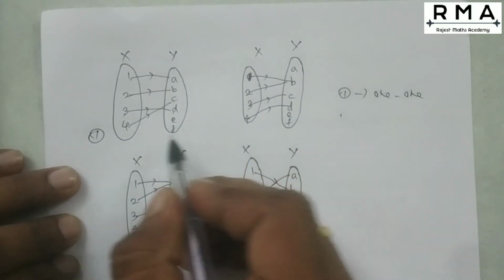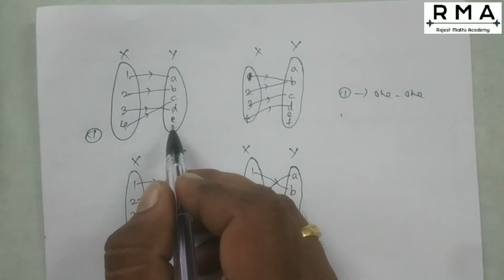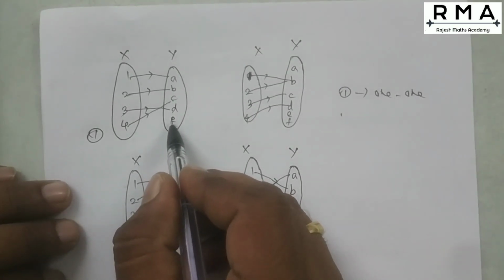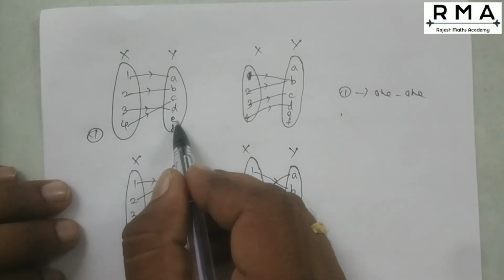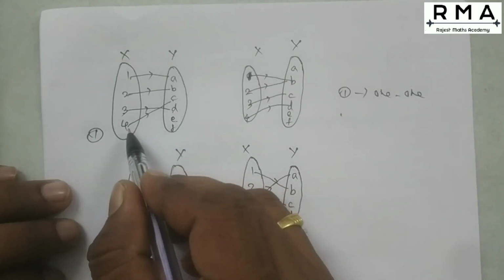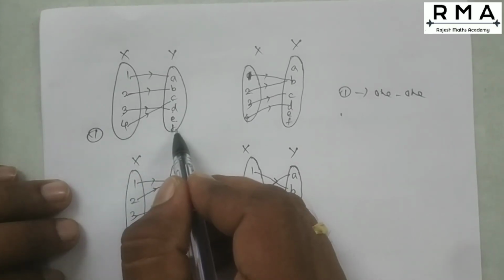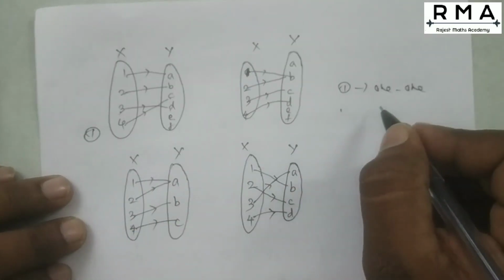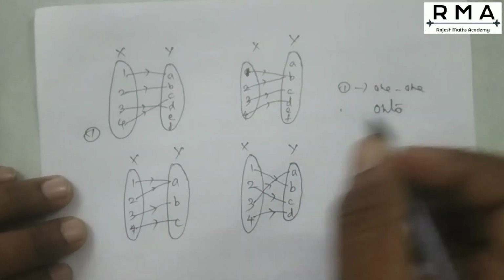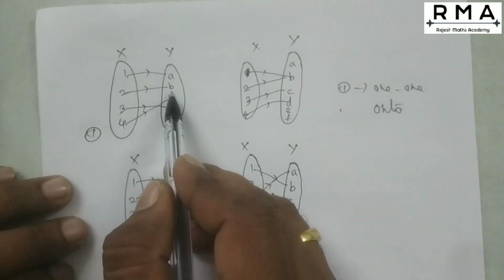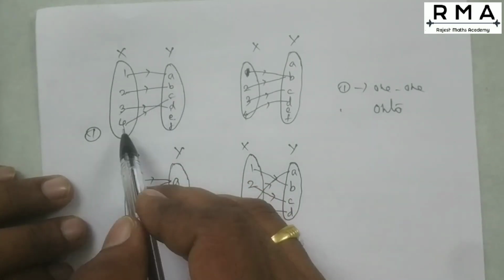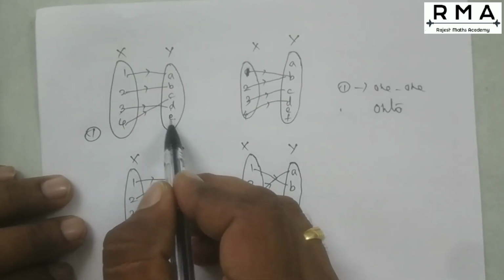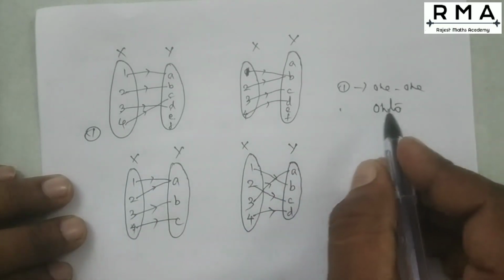What about onto? Here, what is the onto definition? There is a y belongs to Y. That is, if I am taking an element in set Y, that should be an image of some element of X. See that E is not an image of any element, F is not an image of any element in X. So we can say that it is not onto. Clear? This is the image of some element, C is the image of some element, D is the image of some element, but E and F are not images of any element in X, so it is not onto.